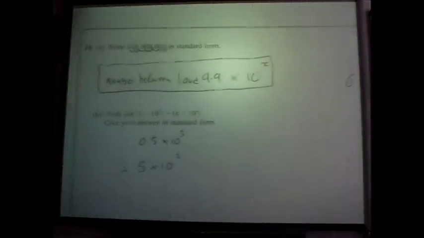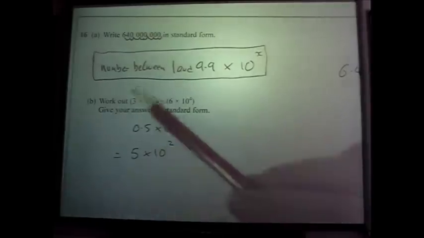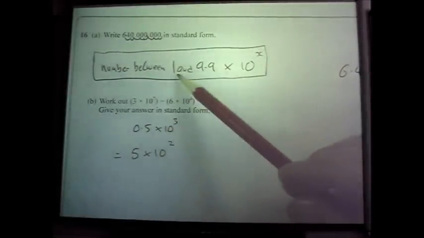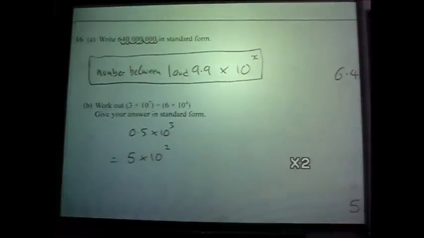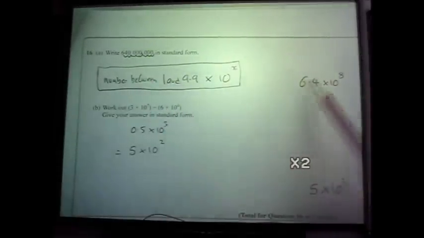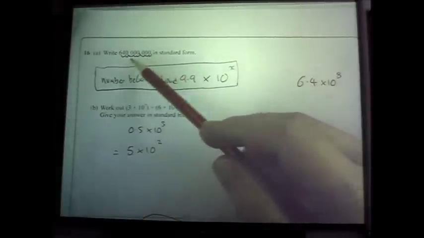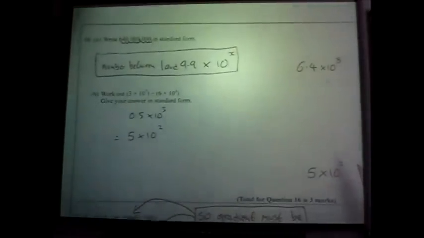Question number 16. Write this in standard form. Standard form has got to be a number between 1 and 9.9 times 10 to the power x. If you know your standard form, the number between 1 and 9.9 is going to be 6.4 times 10 to the power. How many places do you move the decimal point? Well, it's going to be 8. So 6.4 times 10 to the power 8.